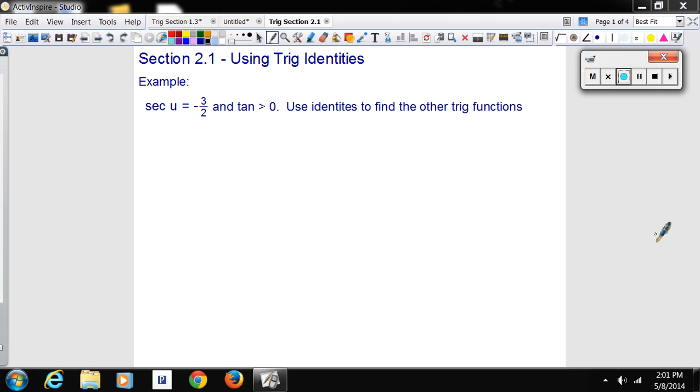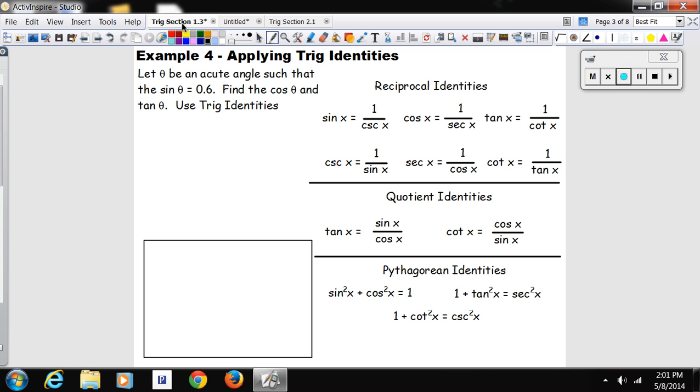All right, we are starting section 2.1, but we're going to need to review a little bit of these identities that I've shown you before. They were actually in section 1.3. If you want to get them out of your textbook, they're in section 1.3. They're also on page 222 in your textbook. So if you look at page 222, which is section 2.1, you could get the identities as well.